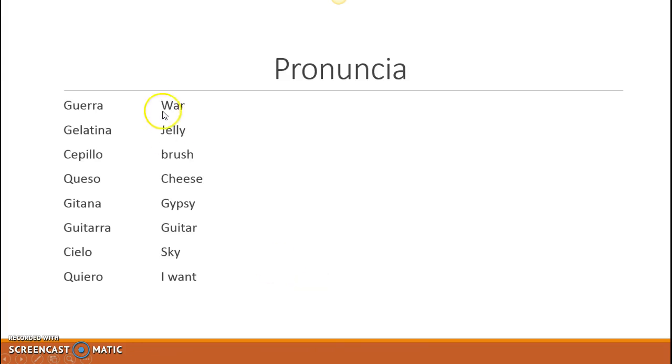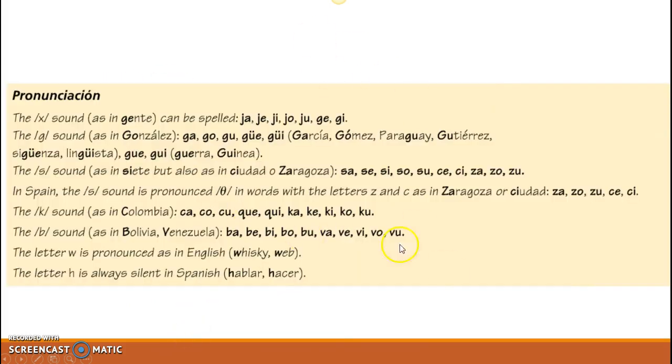Okay? So, si tenemos estas palabras, ¿cómo las pronuncias? Esto sería guerra. G, gelatina, cepillo, queso, gitana, guitarra, cielo, quiero. Okay?